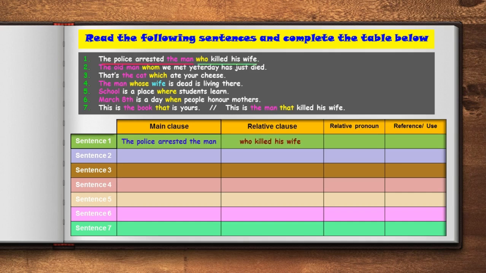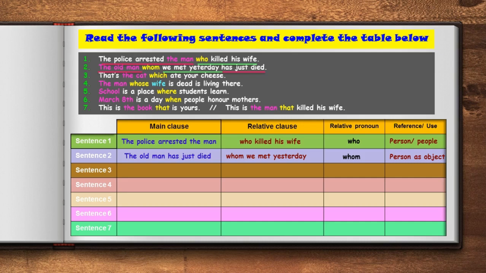What is the relative pronoun here? It's who. What is the use of it? It refers to a person or people. Now we've got sentence number 2: the old man whom we met yesterday has just died. What is the main clause here? The main clause is the old man has just died. And the relative clause is whom we met yesterday. Very good. The relative pronoun is whom, and we use it with a person or people as object.